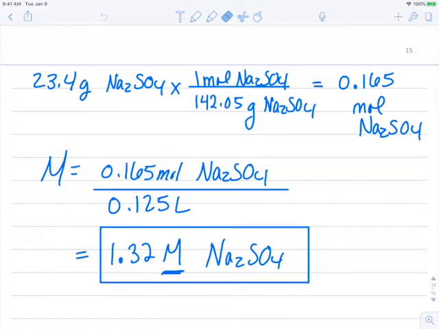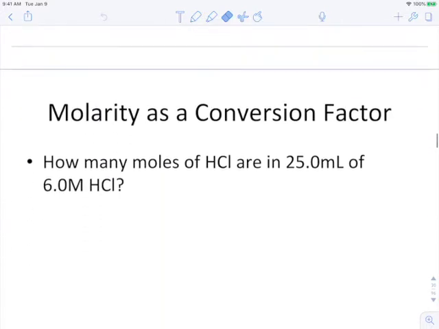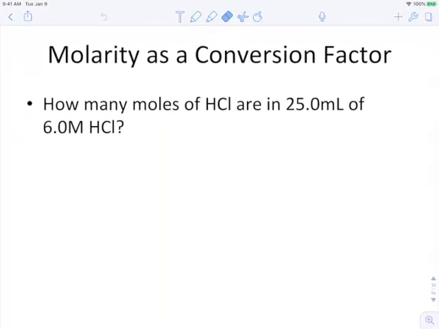Okay, so any questions on what we were doing before break? All right, so there is another way, and I would say probably a more common way of dealing with molarity, and that is as a conversion factor. So here we have 6 molar HCl, and it says how many moles of HCl are in 25.0 milliliters of that 6 molar HCl. But before we do the problem, I want to show you how to break apart molarity as a conversion factor.